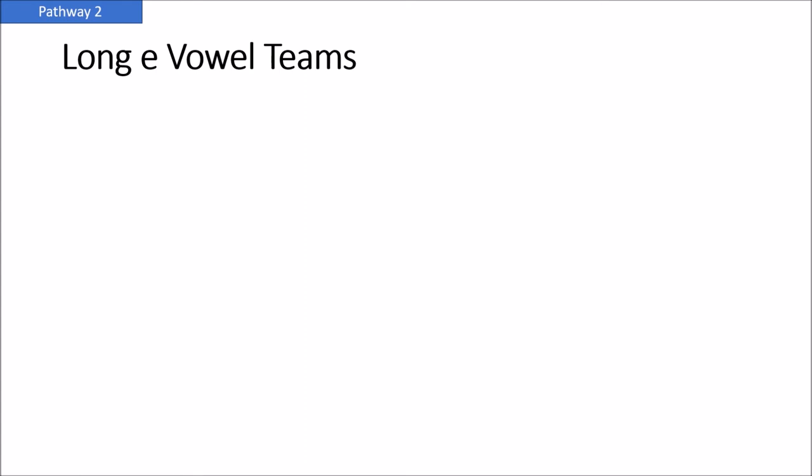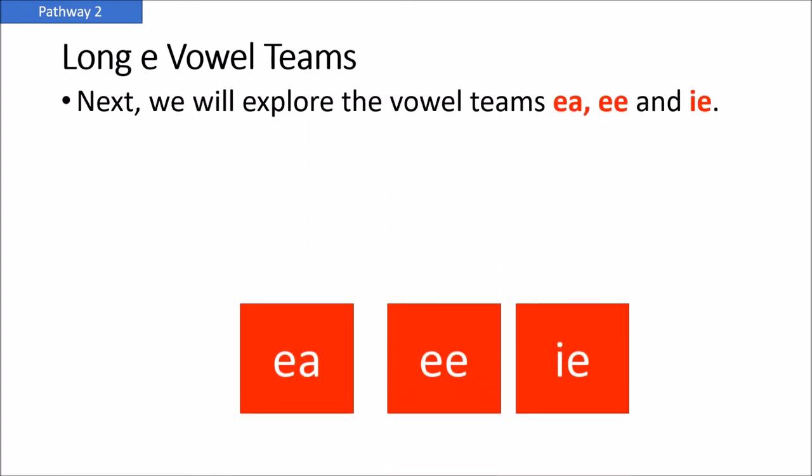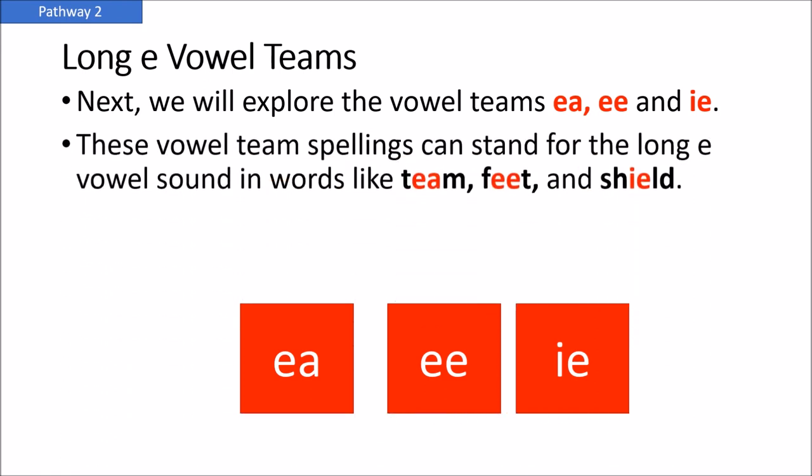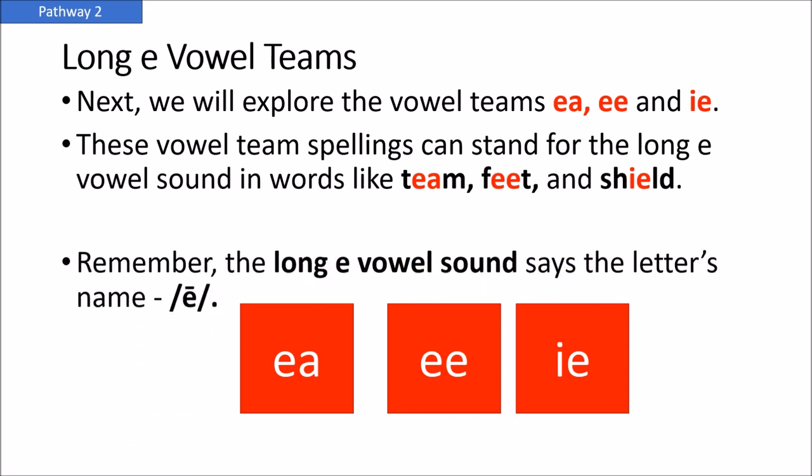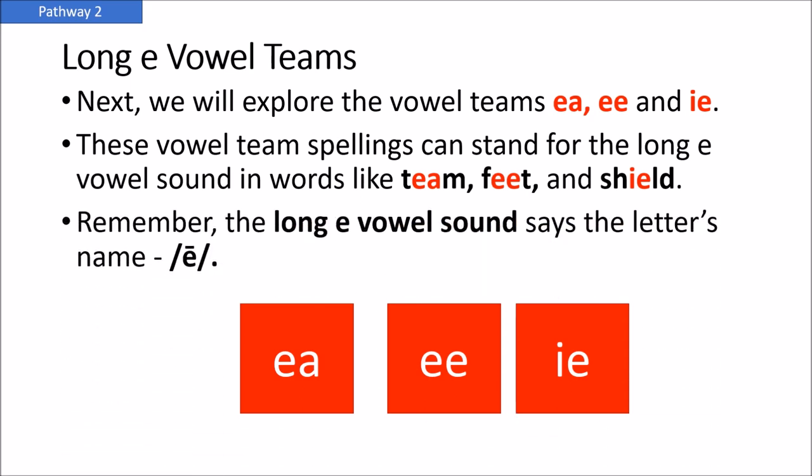Long E vowel teams. Next, we will explore the vowel teams EA, EE, and IE. These vowel team spellings can stand for the long E vowel sound in words like team, feet, and shield. Remember, the long E vowel sound says the letter's name, E.